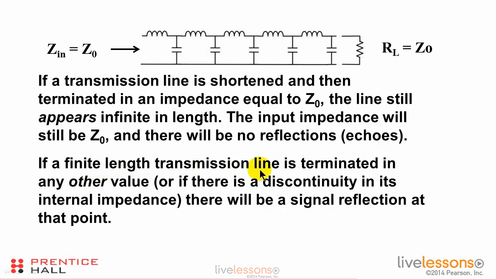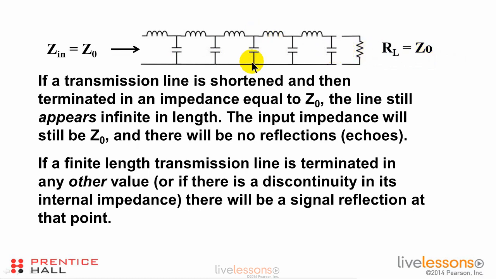If a finite length of transmission line is terminated in any other value, or if there is a discontinuity somewhere along the internal impedance, then there will be a signal reflection at that point. So we've got this line down here. If we terminate it in RL equals Z0, it still looks like an infinite line. There will be no reflections back. If we terminate it in something other than Z0, then there will be reflections back.